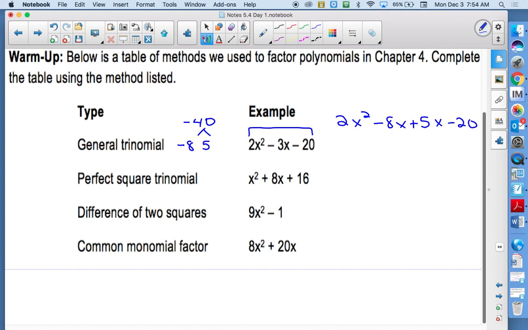So you're using those two factors to rewrite the problem. And we split it up. Maggie, what do we take out of the first two? 2x. And then out of the second two?